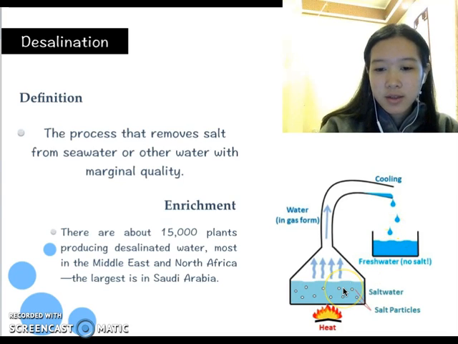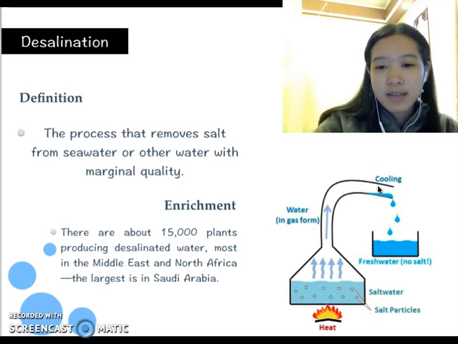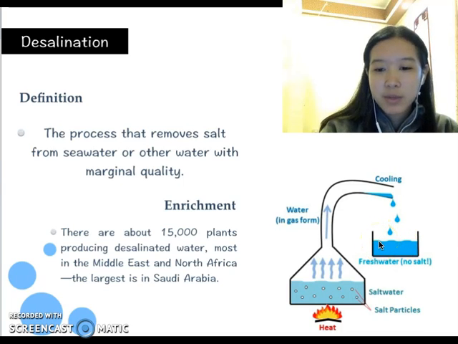And the evaporated water will go up in the form of gas, and when it reaches this step here, it is cooling. People decrease the temperature of the gas, so the gas will condense and become water again and flow to this area here. This area is where we have fresh water and there is no salt in it. So this is how the desalination process works.